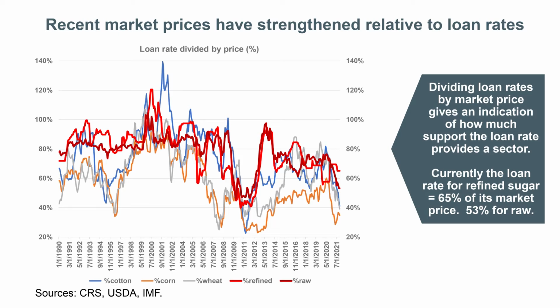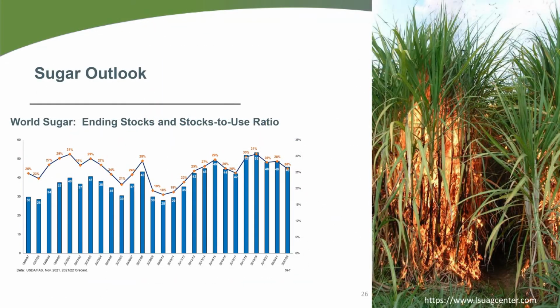So the loan rate relative to the market price is relatively low right now, just because we have high corn prices. Certainly we see a much stronger relationship between the loan rate for refined and raw sugar compared to the current market rates. And that's for a number of reasons, and we'll get to the prices right now and then get to the sugar outlook.